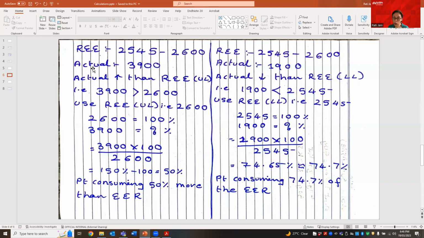What the person is actually eating. Okay, so you have done that food record chart. You have calculated the kilojoules. The amount which you computed finally was 3,900. Okay, so over here, please look at this logic.